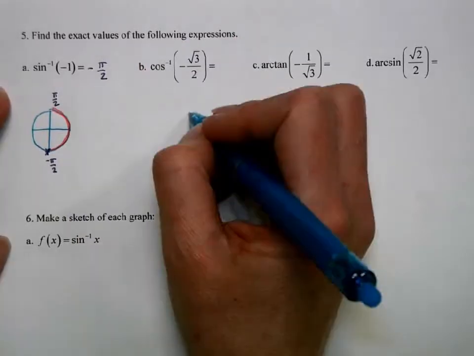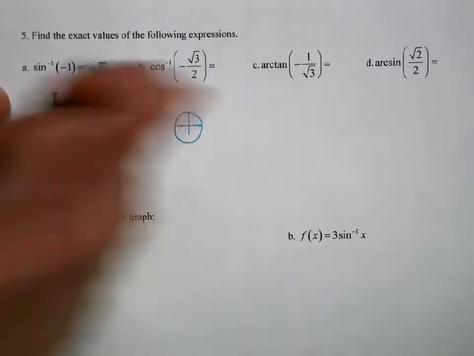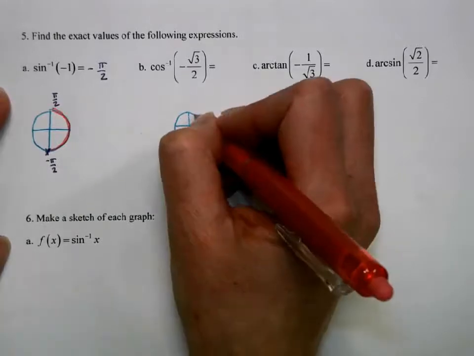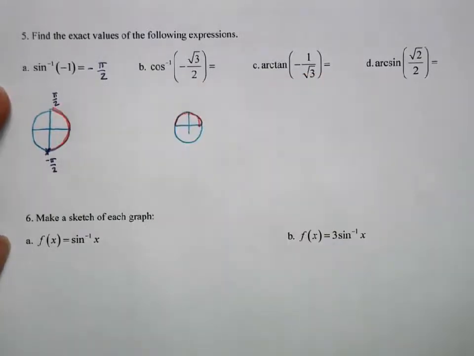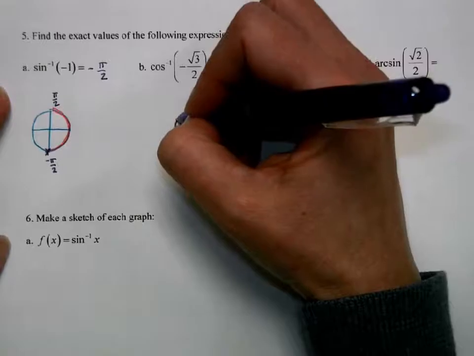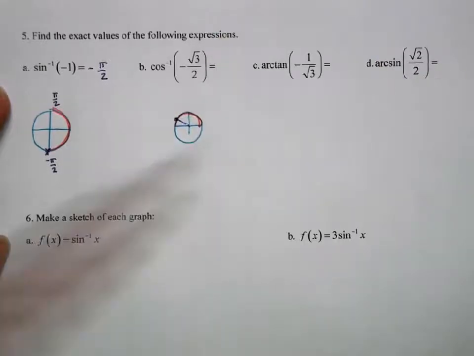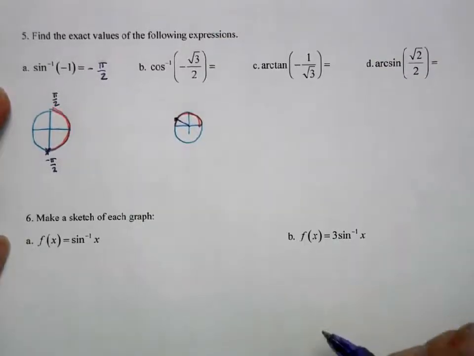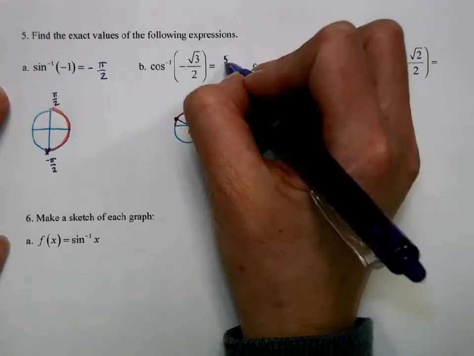Cosine, the range is from 0 to pi. So our x value there, which is negative root 3 over 2, is going to occur at 5 pi over 6.